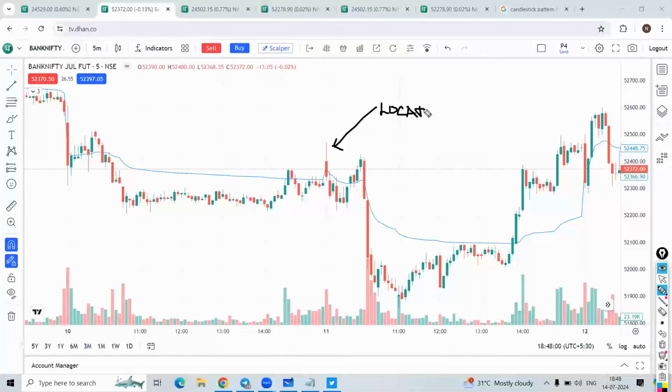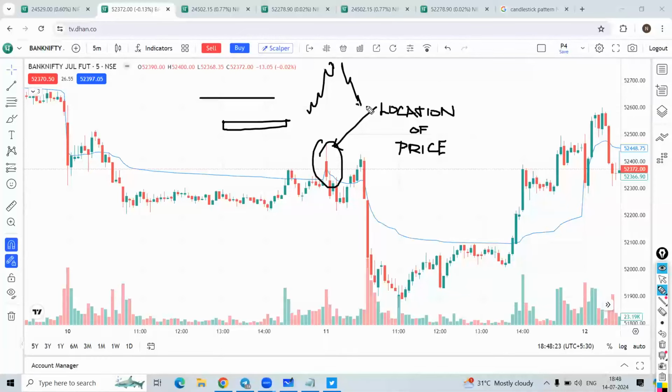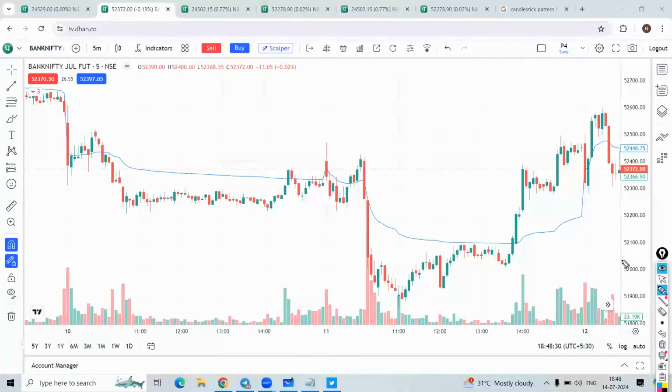What location, sir? Location of price. Simple. Where is the price trading? Without knowing where the price is trading, how will you mark support? How will you mark resistance? How will you identify in which direction the market can go, up or down, whether the market will be sideways? Location of price. Now it's very important.